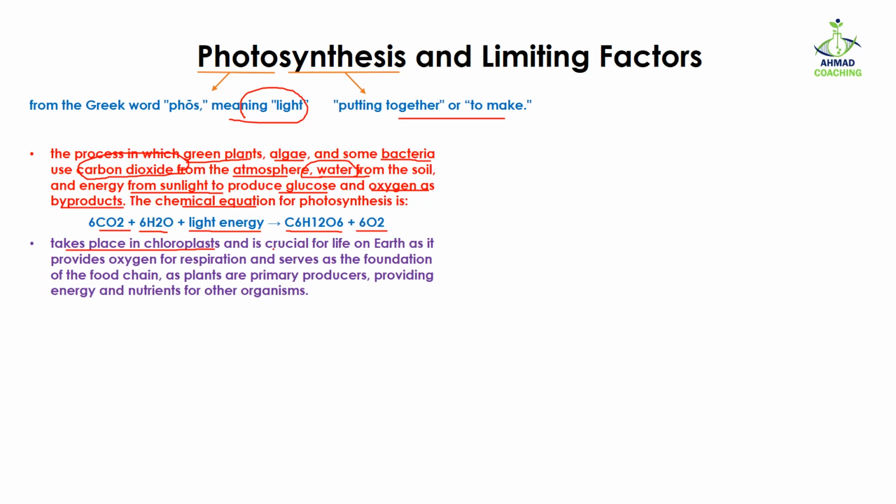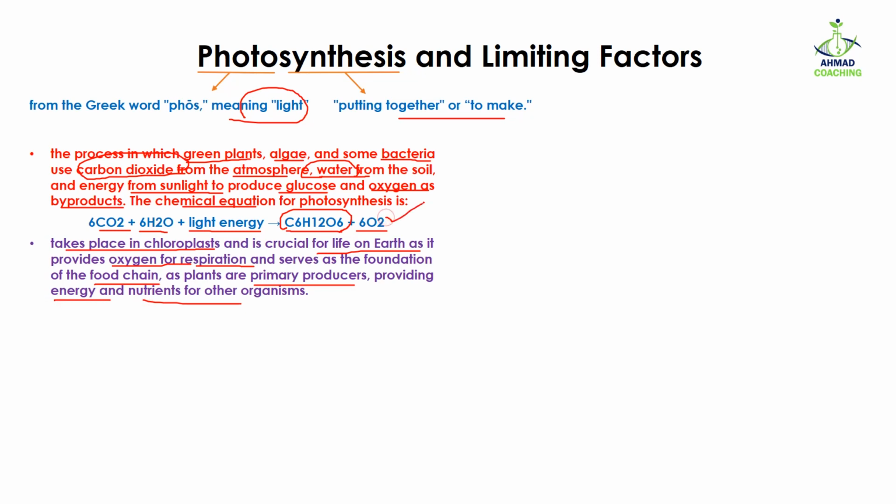The process of photosynthesis is crucial for life on earth because it provides oxygen, and we know that oxygen is required for the process of respiration. It also serves as the foundation for the food chain because the glucose we get comes from photosynthesis, making the plants the primary producers which provide us with energy as well as nutrients and oxygen.